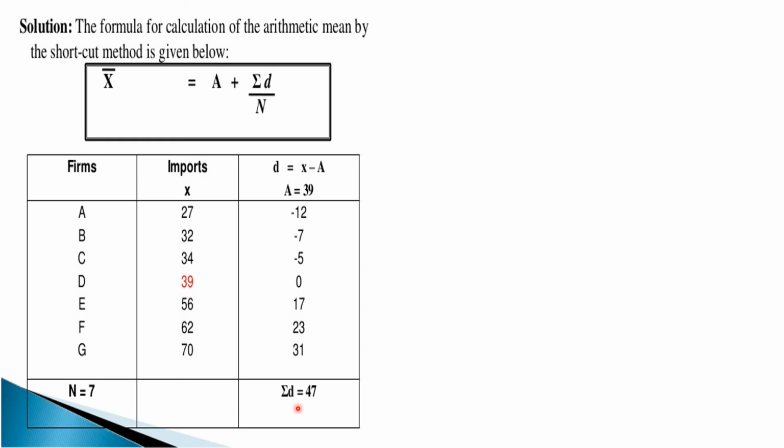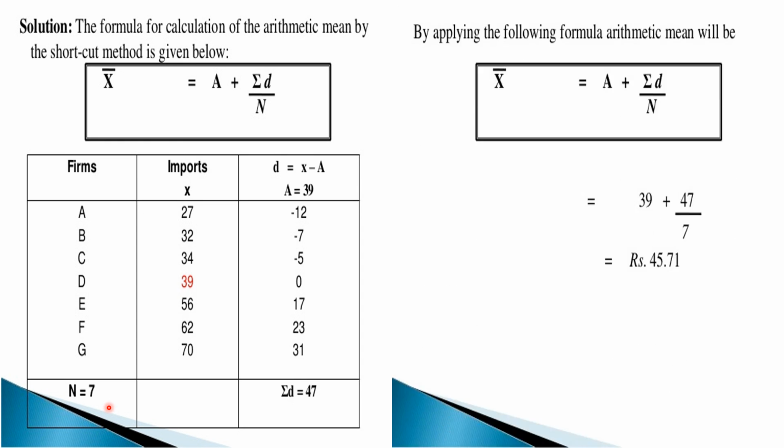Now as we got sigma d is equal to 47 and we have calculated n is equal to 7, placing these numbers into the formula of the shortcut method, that is x bar is equal to a plus sigma d upon n, we will get the arithmetic mean or the average using the shortcut method as 45.71 rupees. So 45.71 rupees is the average or the arithmetic mean value of the firms.